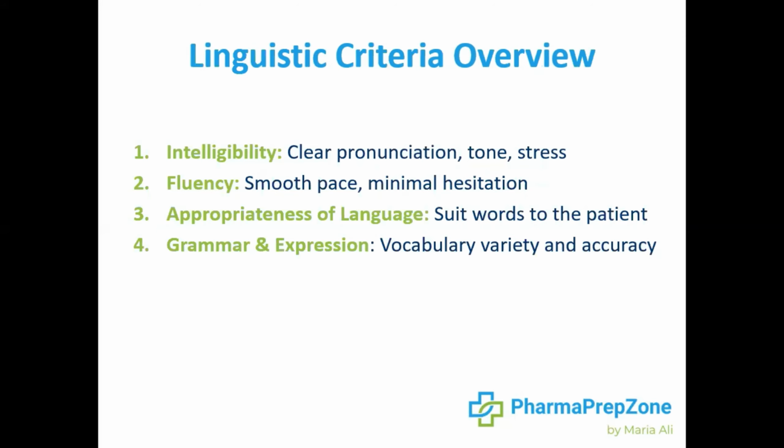Linguistic criteria overview. The linguistic side focuses on how well you use the English language itself. There are four key components: intelligibility, that is, can you be understood by the person you're talking to? Fluency, is your speech smooth and natural? Third, appropriateness of language. That means, are you using the right words for the situation and the audience? Then the last one, grammar and expression. Is your language varied, accurate, and clear? Let's look at each in more detail.